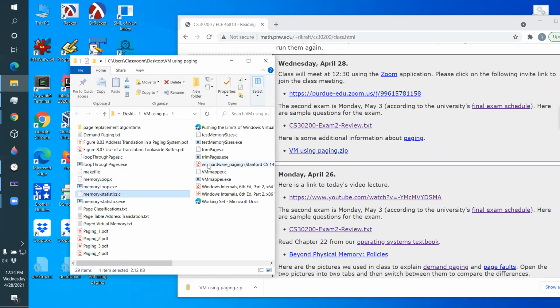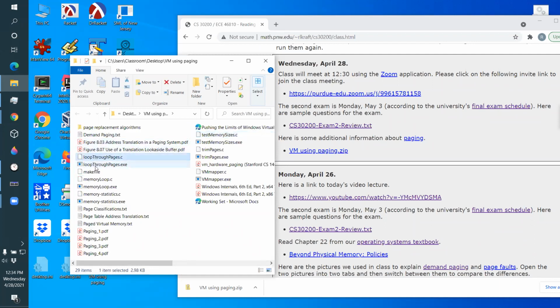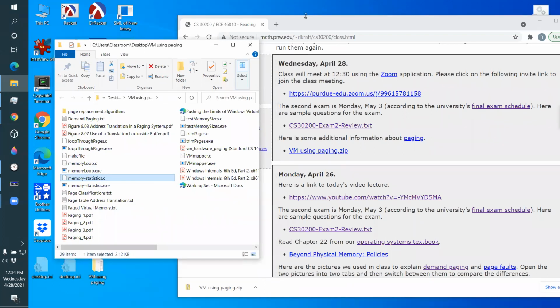There's 1, 2, 3, 4, 5. Well, this is the virtual memory mapper that we've been using for the homework assignment. So there's this, and this one in particular, I think. These here are good examples of programs that might be useful for you to look at. So what we want to do is start with this picture here and expand on it a little bit.